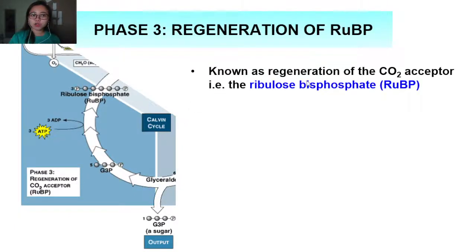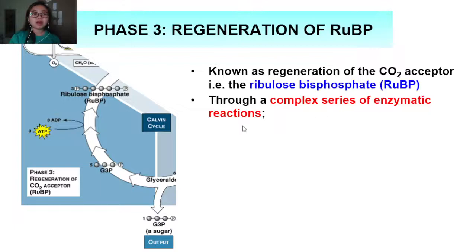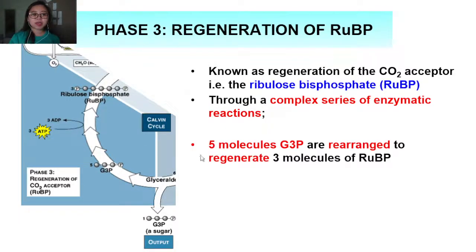Phase 3 is also known as regeneration of the carbon dioxide acceptor, which is RUBP. And it is done through a complex series of enzymatic reactions. Banyak step di sini dan banyak enzyme yang terlibat. The gist of it is that 5 molecules of G3P are rearranged to generate 3 molecules of RUBP. Daripada 5 molekul G3P tadi akan melalui penyusunan semula sampailah dia membentuk 3 molekul RUBP.